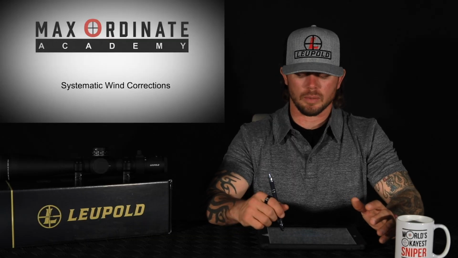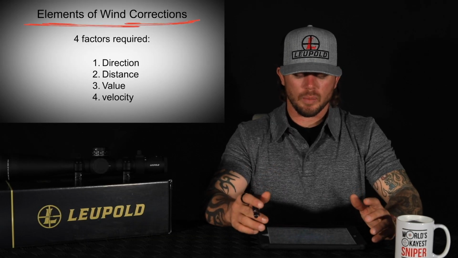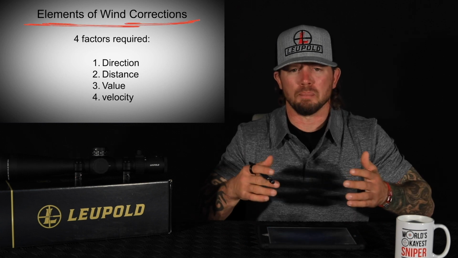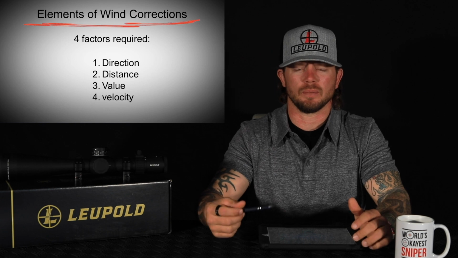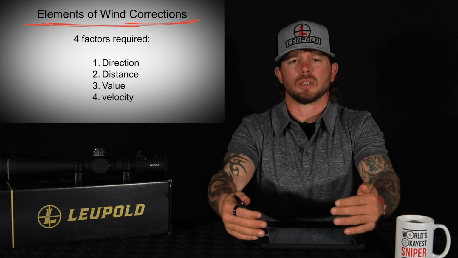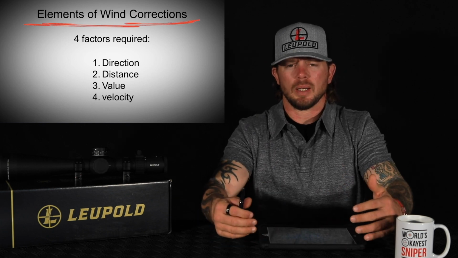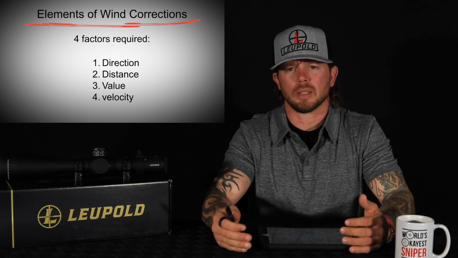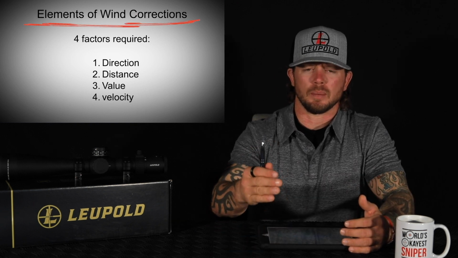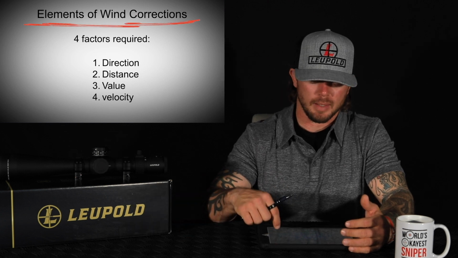With the systematic wind corrections, we go into what elements we need to make a wind correction. Well, we have 4 of them, right? Direction, distance, value, and velocity. And not in that order. Those are just the 4 elements that we need to make an accurate prediction of what the wind is going to do to our projectile while it is traveling from point A to point B, right?